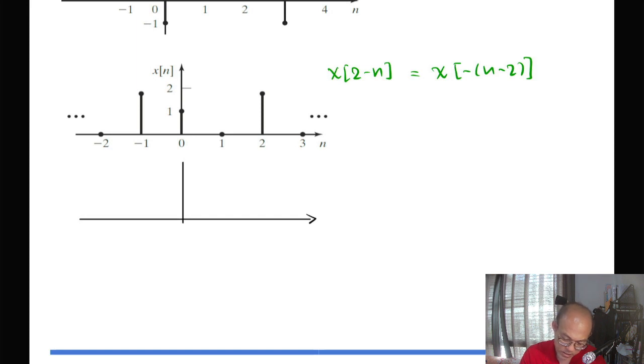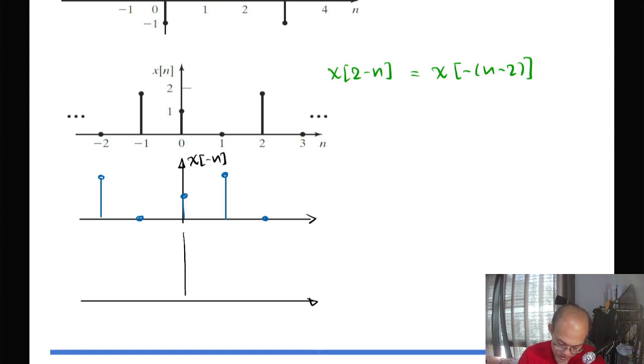X of minus n would be this, this, this, this, and this. This is x of minus n. Then you shift it to the right by 2, right? So what you have is, shift it to the right by 2. So what you have is, here, shifted by 2.